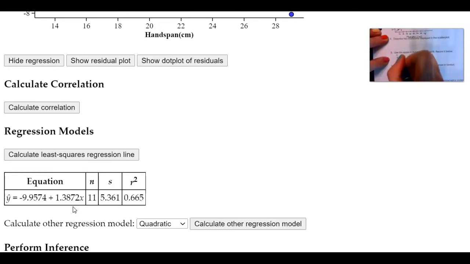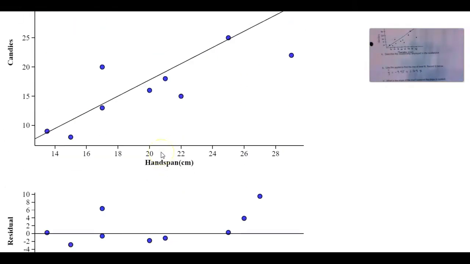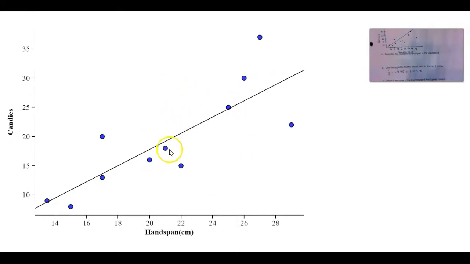So what is that? y equals negative 9.95, I'm just going to round it to the hundredth, plus 1.39x. Okay, negative 9.95 plus 1.39x. I guess I forgot to answer number 4. Describe the relationship displayed in the scatter plot. When I look at the scatter plot, I can do it on the screen over here. How would you describe this?